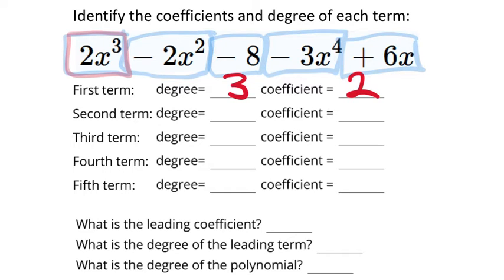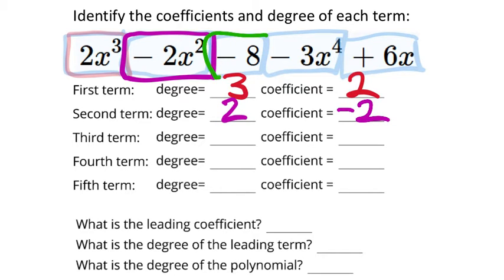All right, the second term, this one in purple. The degree of this one is 2 because the exponent of the x is 2. The coefficient there, the number being multiplied by the x, is negative 2. The third term, this one throws people off because it's not actually showing the letter. But the 8 is considered a coefficient right here, negative 8. Yeah, but it's not being multiplied by a letter.